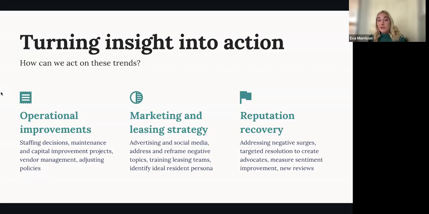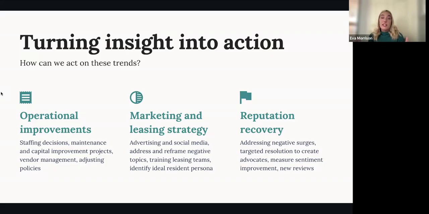And again, reputation recovery. So addressing those negative surges as soon as they happen, having really targeted responses to these things can help us turn somebody who maybe was having a negative experience around when our team can jump into action right away. They know this is something negative that they need to respond to quickly, and have a really personalized response to that. All of a sudden, we can turn somebody who's having a negative experience into an advocate for our community, someone who says, wow, they really heard what I was saying. They were able to respond in a really personalized way. And now all of a sudden I've had a net positive experience here.